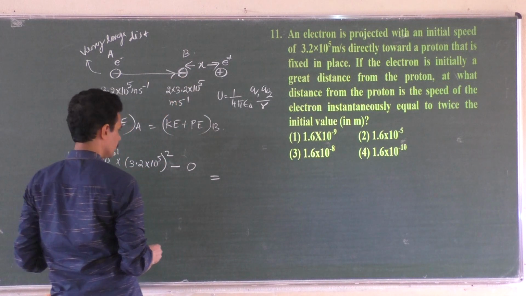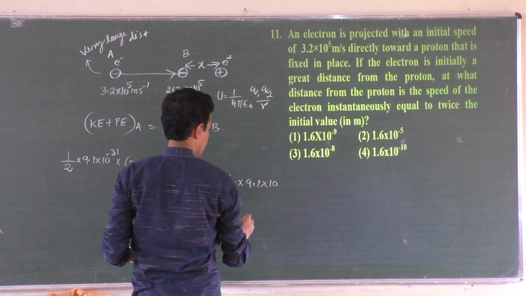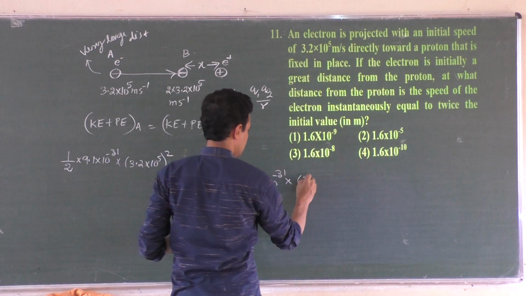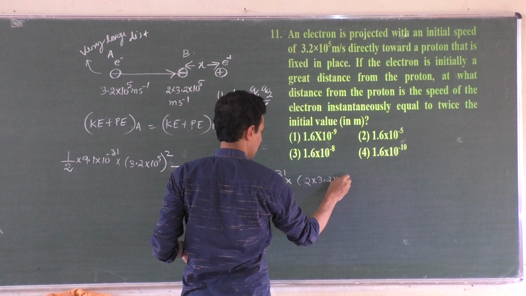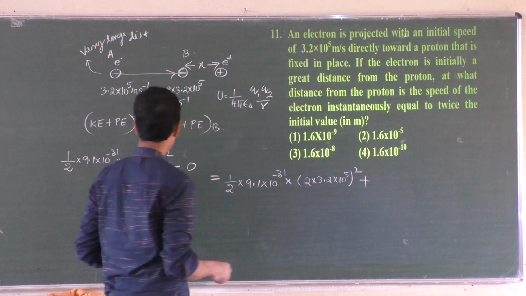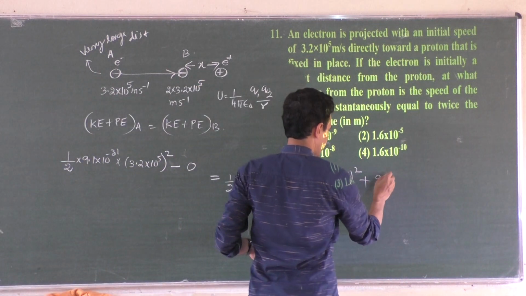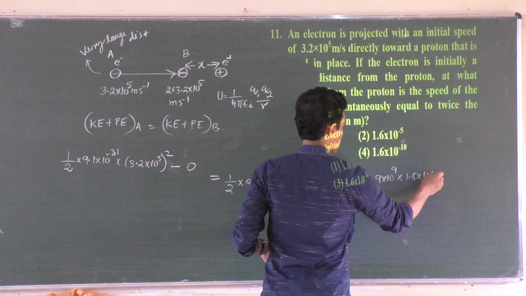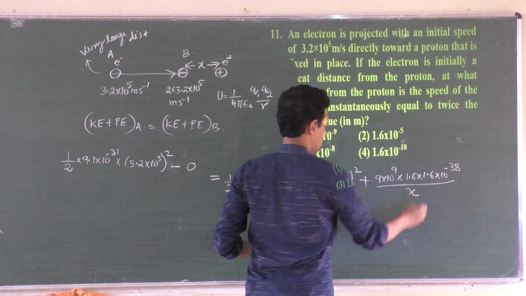At B you have both. What is the kinetic energy? Half m, 10 to the power minus 31, V square is double this velocity, 2 into 3.2 into 10 to the power 5 whole square, plus potential energy. Now there is potential energy, 1 by 4 pi epsilon naught Q1 Q2, into 10 to the power minus 38, divided by the distance, which we don't know.